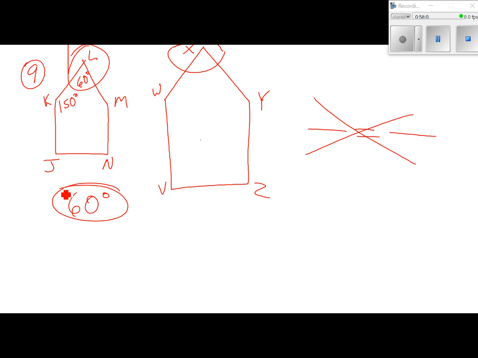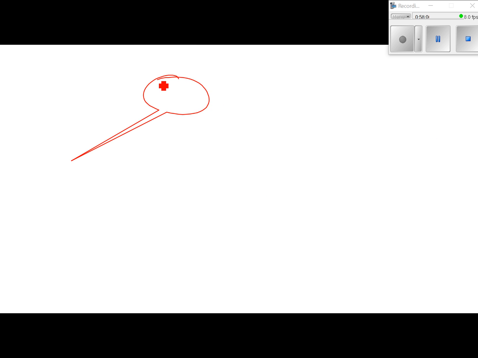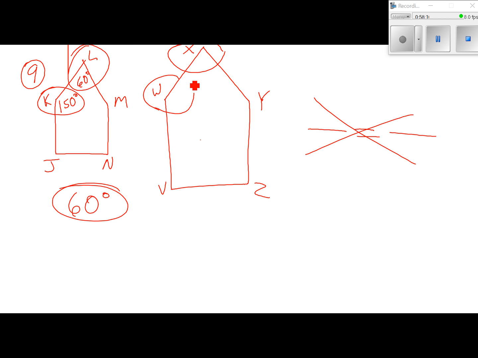And if we look at the K here, it matches up to the W. They didn't ask us to do this, but the K matches up to the W, so we know angle W over here would have to be 150 degrees. But our answer for this problem is just the 60-degree angle there. Corresponding angles have to be congruent. Sides are proportional, angles are congruent.